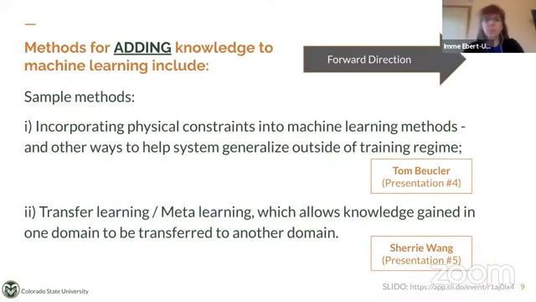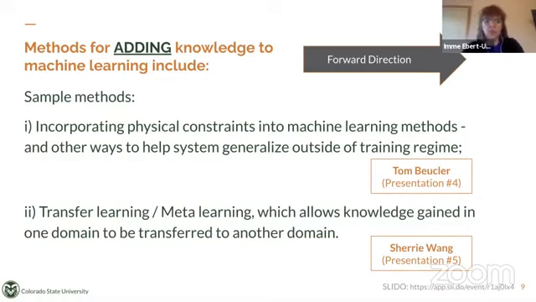Next slide, please. All right, so we're looking here at some sample methods for adding knowledge to machine learning. And this is what we call the forward direction, because you're adding scientific knowledge to the machine learning problem. Some sample methods include incorporating physical constraints into machine learning methods and other ways to help the system generalize outside of the training range. And you will see Tom Buechler talking about this in presentation number 4 today.